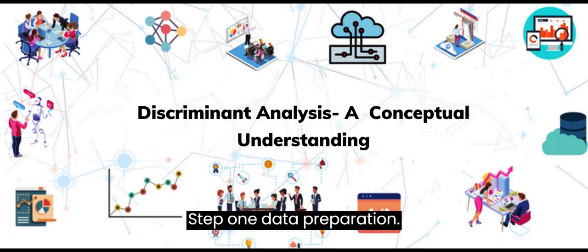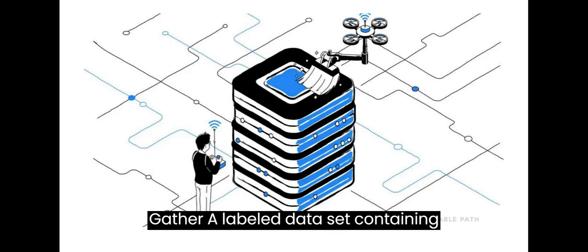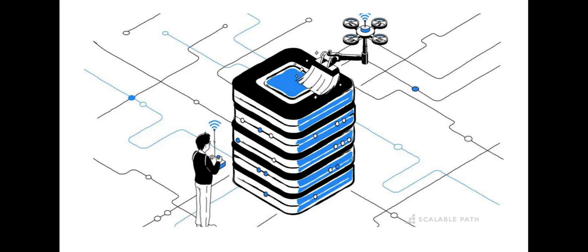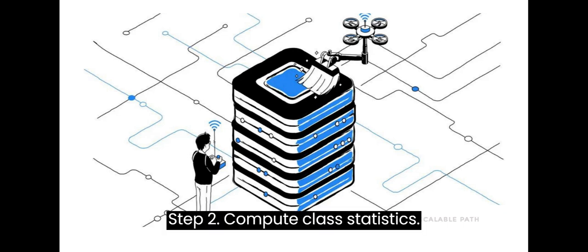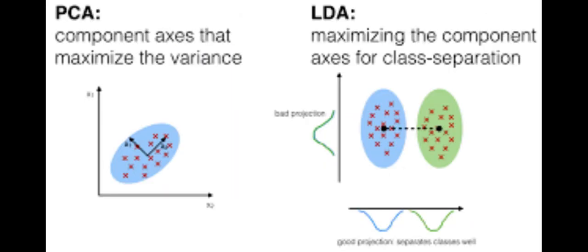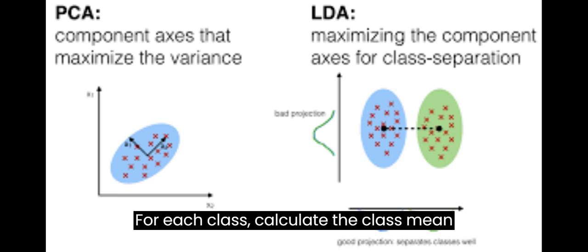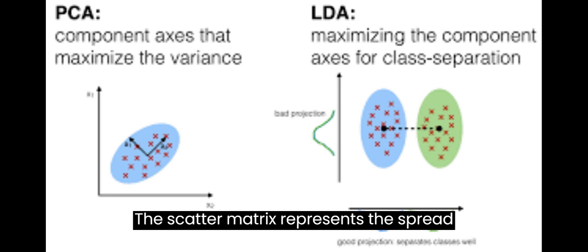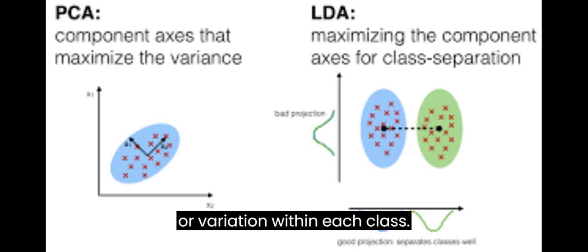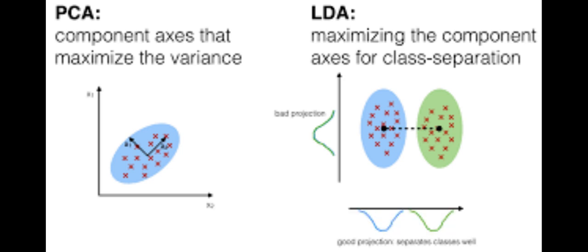Step 1. Data preparation. Gather a labeled dataset containing samples from different classes. Each sample should have a set of features and a corresponding class label. Step 2. Compute class statistics. For each class, calculate the class mean vector and the scatter matrix. The scatter matrix represents the spread or variation within each class.